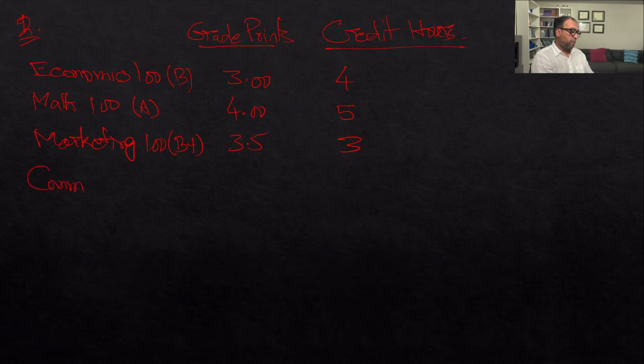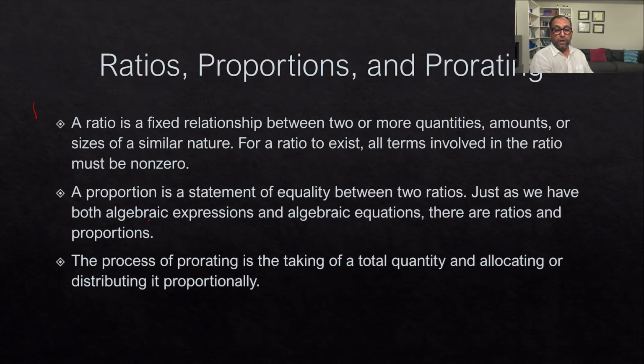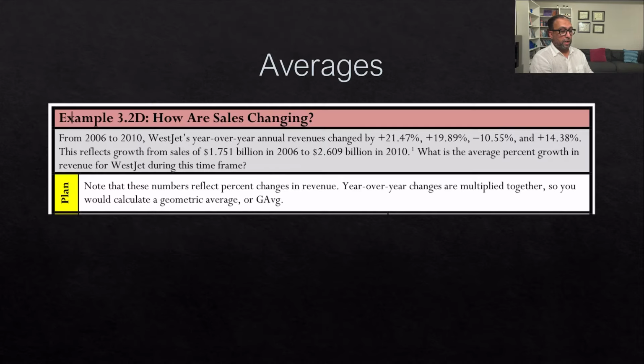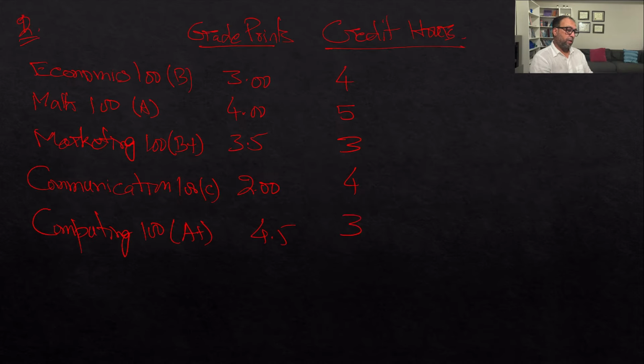Communication 100, C grade, the grade points are 2 and the credit is 4. And similarly computing and accounting, the grade is A plus, so 4.5, and the credit is 3.